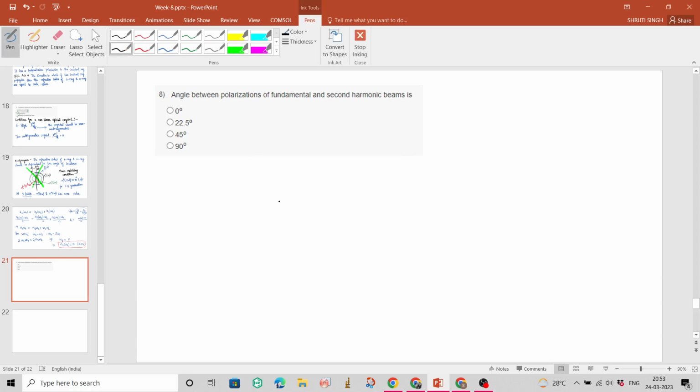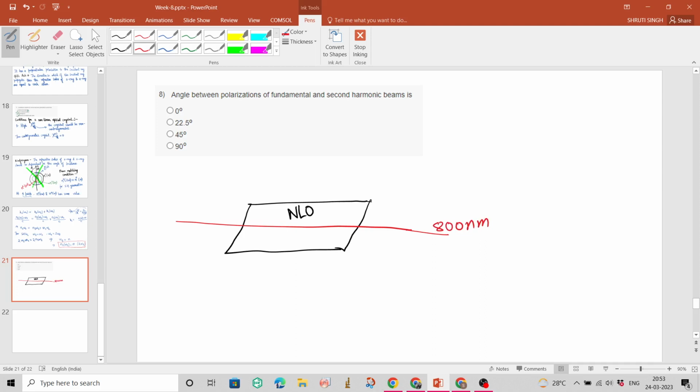So if we have this non-linear crystal, this is a non-linear optical crystal, and we are giving this 800 nanometer, for example, and after the generation, we will get a 400 beam also after second harmonic generation. This is the second harmonic, and we can separate this by keeping a filter over here.